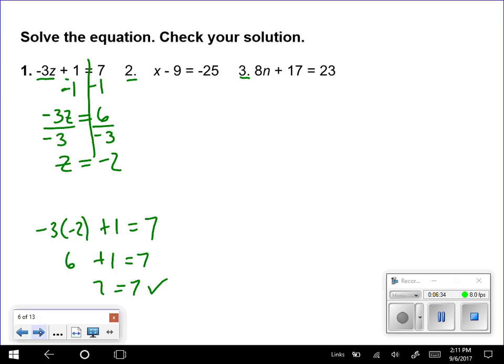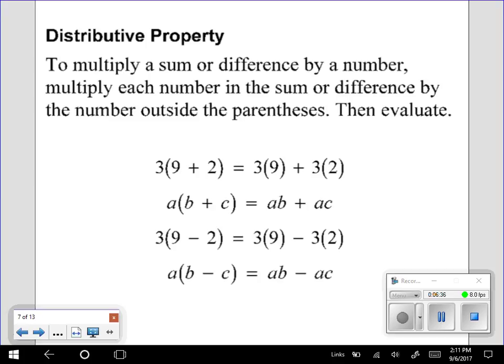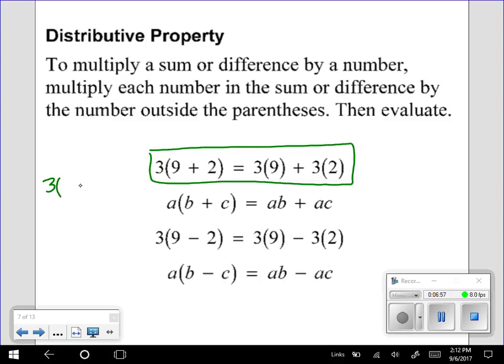Alright, so one more topic that we're going to talk about today is the distributive property. So this would be good to write down. The distributive property is to multiply a sum or difference by a number. And you're going to multiply each number in the sum or difference by the number outside of the parentheses. So it gives you some examples. But what I want you to think about is this first piece right here. Okay, so 3 times 9 plus 2.